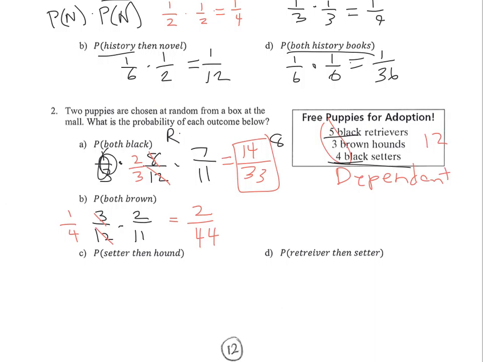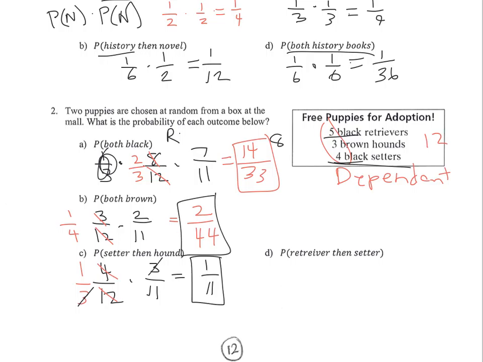What's the probability you get a setter, then a hound? The probability you get a setter is 4 out of 12. There's 1 less dog, so there's 11, and there's 3 hounds left. I'm going to reduce this to 1/3, and then the 3's will cancel out, so I get 1/11. What's the probability you get a retriever, then a setter? It's 5/12 times a setter. There are 4 setters left, but remember there's only 11 dogs because you took one out. I'm going to reduce 4/12 to be 1/3, and then I'm going to multiply. So it's 5/33.